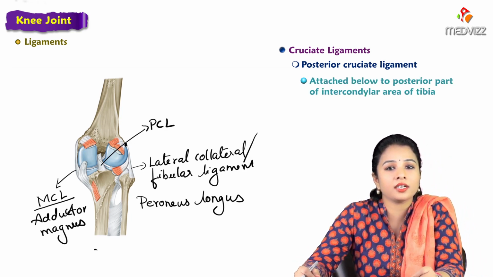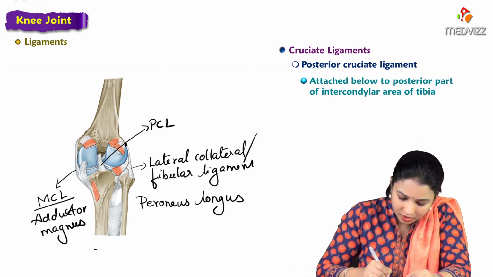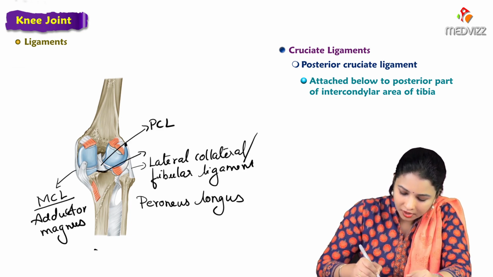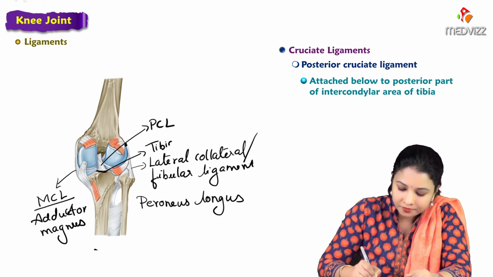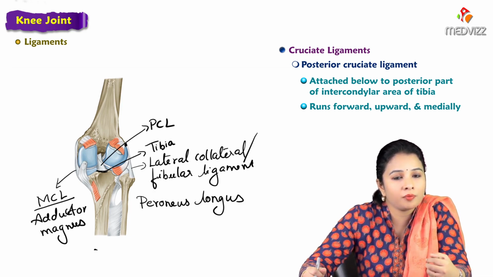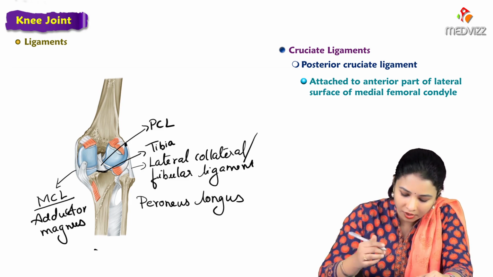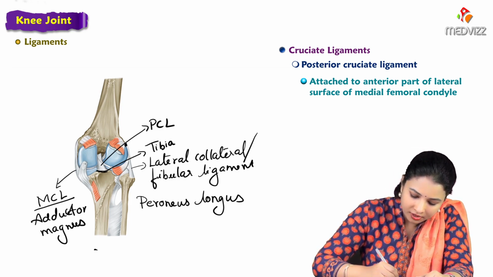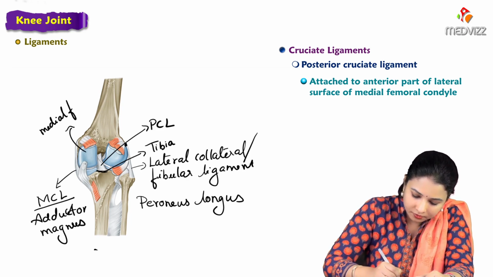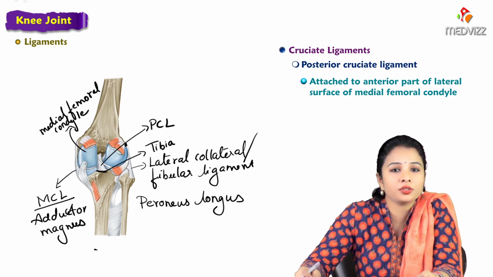Posterior cruciate ligament is attached below to the posterior aspect of the intercondylar area of tibia. So, this is the posterior aspect of the intercondylar area of tibia. It runs upwards just opposite to the anterior cruciate ligament. It runs forwards, upwards, medially, and it attaches to the anterior part of the lateral surface of the medial femoral condyle. So, that is the attachment of the posterior cruciate ligament.